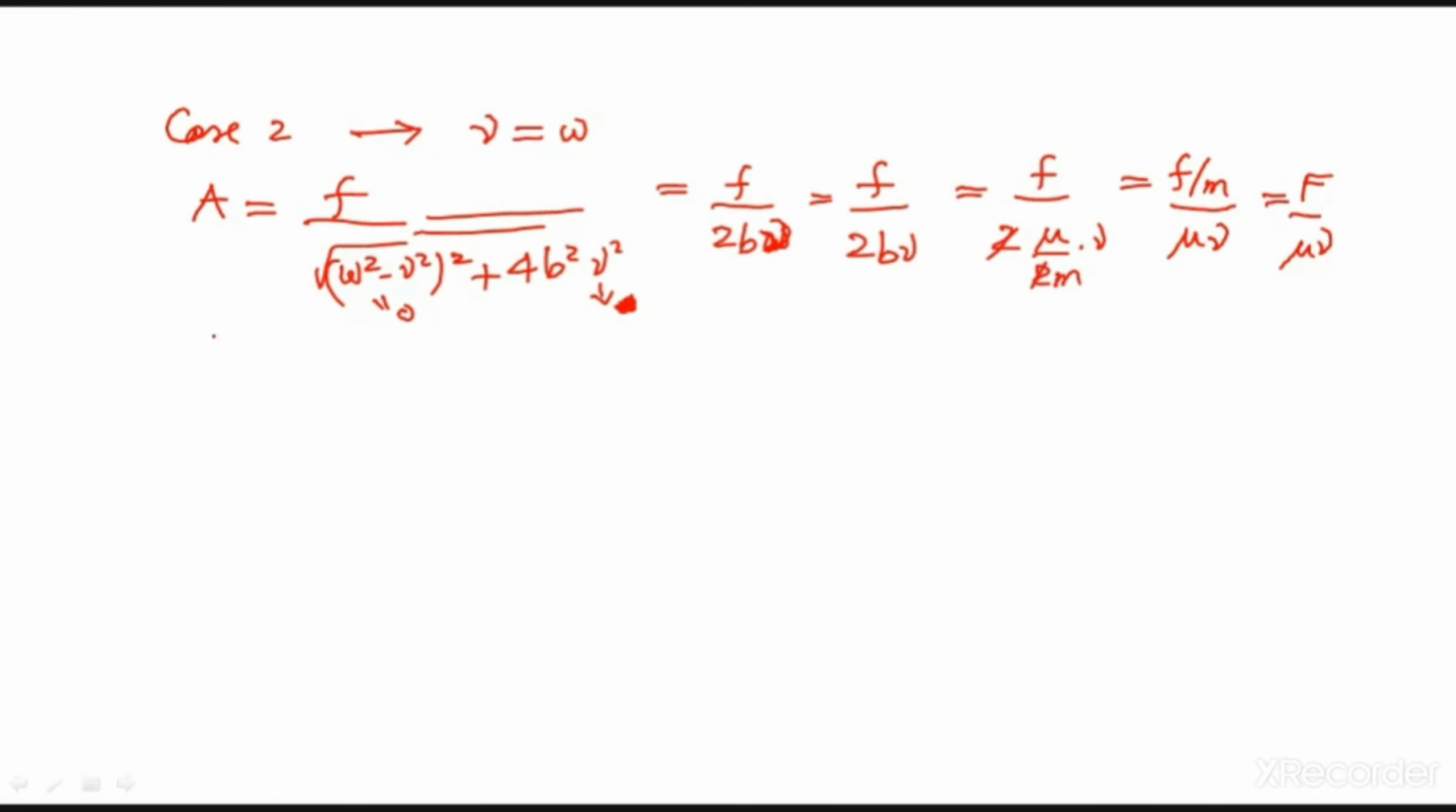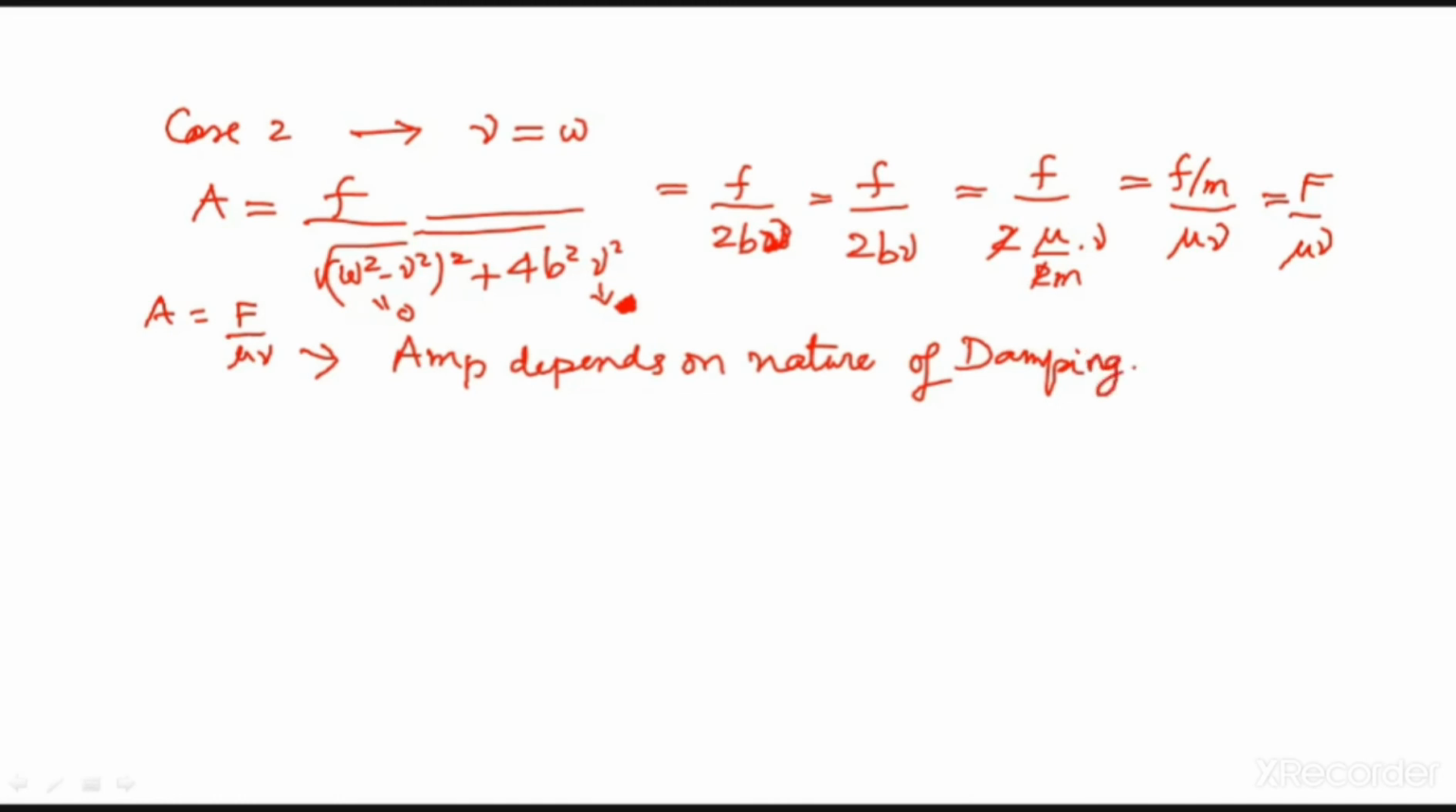What do you understand from this expression? That A is equal to f by mu m. You can understand that this amplitude depends on the nature of damping. What is this mu? It is a damping constant. So the amplitude A depends on the surrounding resistive medium. It depends on the nature of the damping medium, or you can say the resistive medium, and the applied force F. This is the second conclusion.